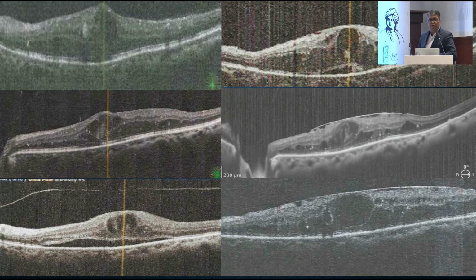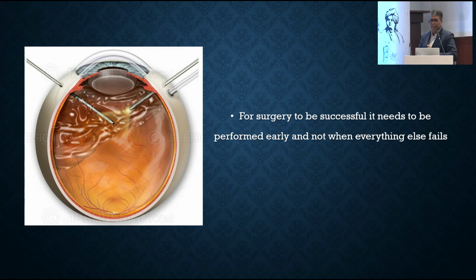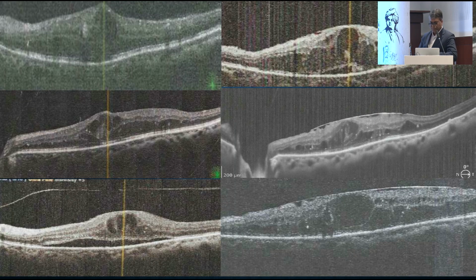So not after trying all anti-VEGFs, all steroids, all lasers, and then we come to surgeries. Rather than that, we should think about surgeries early in the course, as we do an anti-VEGF shift or steroid shift. After 1, 2, or 3 injections, the surgery will work better and will give more structural as well as functional outcomes rather than doing it at this stage.